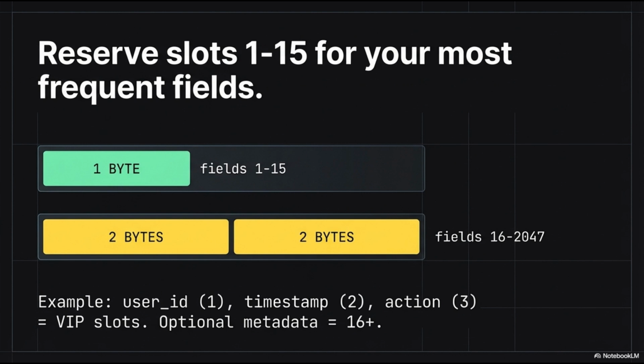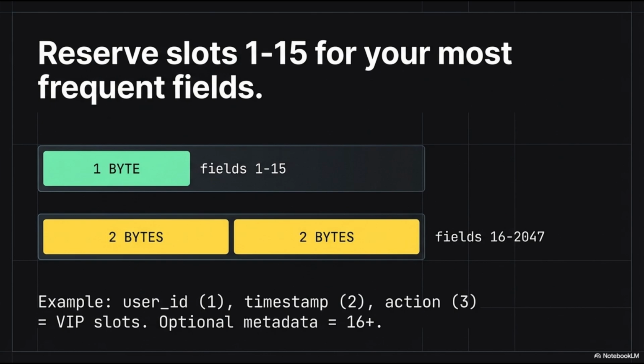If you assign a field a number between 1 and 15, the system can actually pack that field's identity tag and its wire type into a single byte. Just one byte. But the moment you assign field number 16... Takes more space. Yeah. From 16 up to 2047, the encoding requires 2 bytes just to store the identifier. Oh, wow. That is a massive architectural hint.